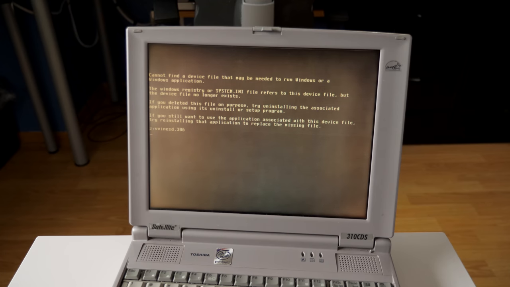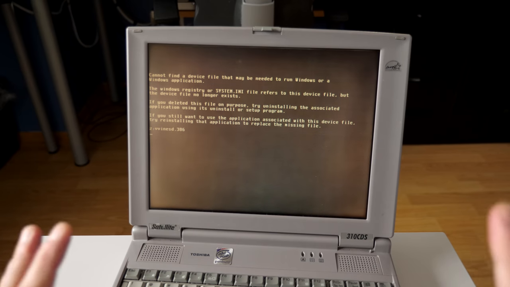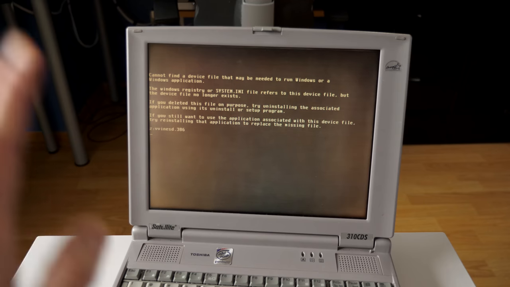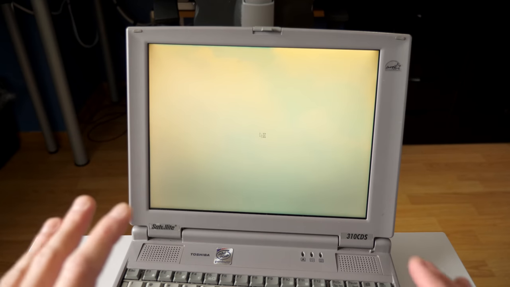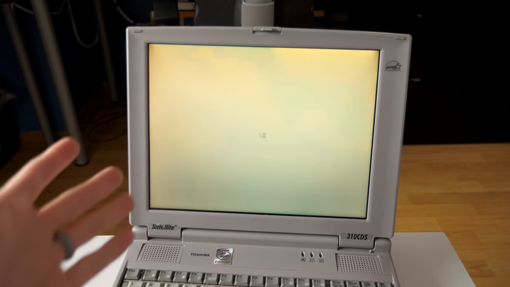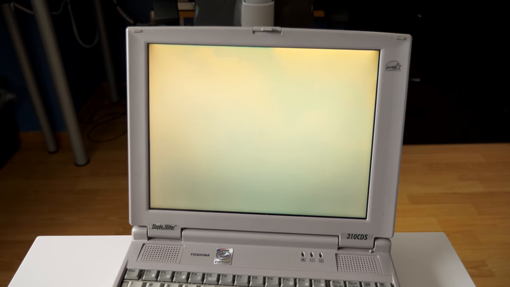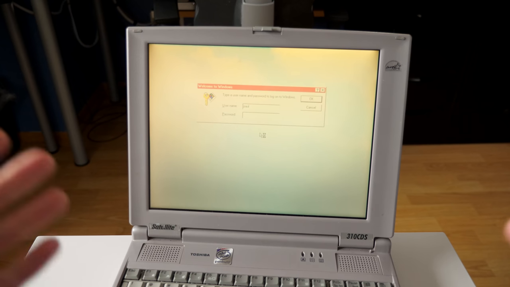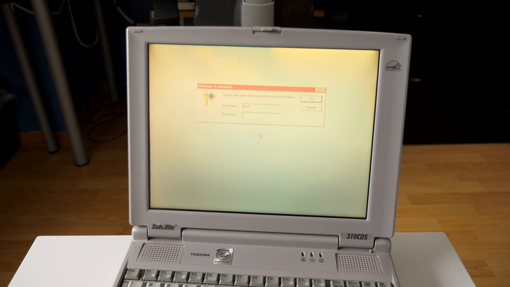The model of this computer is the 310 CDS, and it turns out the DS in the name stands for dual scan, which is a type of LCD technology. It's an advanced form of a passive matrix display, and long story short, there was still a big difference between various types of LCD screens in the late 90s, up and through that period. And there were some big price differences between them too.